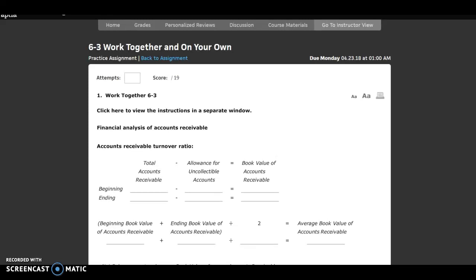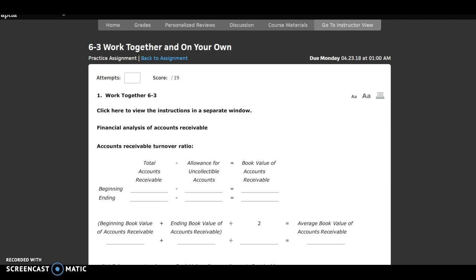All right, so 6.3 work together. It says LMK Industries offers its customers N30 credit terms. The turnover ratio for the prior year was 6.4. The following account balances were obtained from LMK Industries records for the current year. So they give us accounts receivable, allowance for uncollectible accounts, and net sales on account.